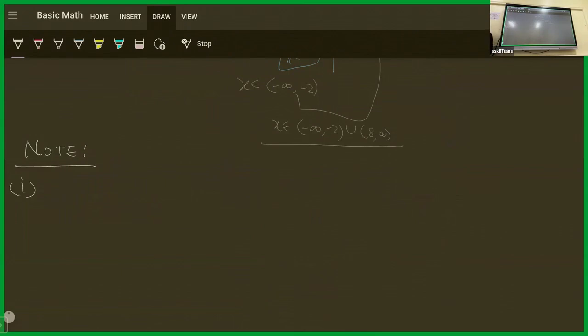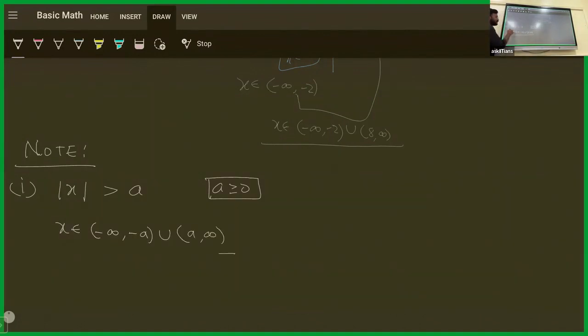First point. Let's suppose we are given modulus of x greater than a number a, and a is positive, a is greater than or equal to 0, let's say. So it means what? How we can write the answer in this case? That directly I can write the answer like x belongs to minus infinity to minus a union a to infinity.